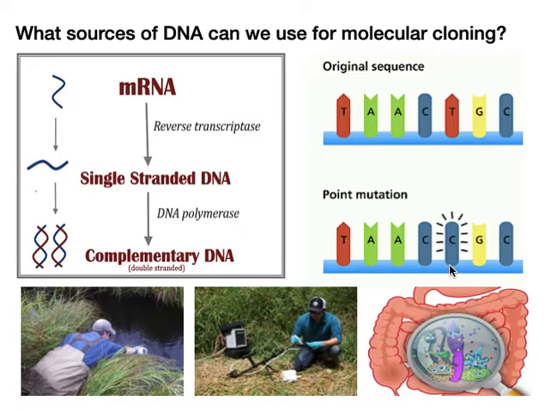Other sources of DNA that are used for molecular cloning can be from environmental DNA. That's for metagenomics, like it can be from water in this case, can be from the terrain, or even from the gut, which is a relatively new field for molecular biology.